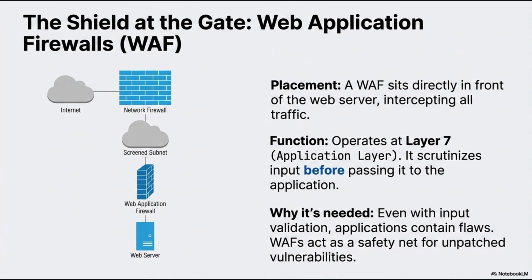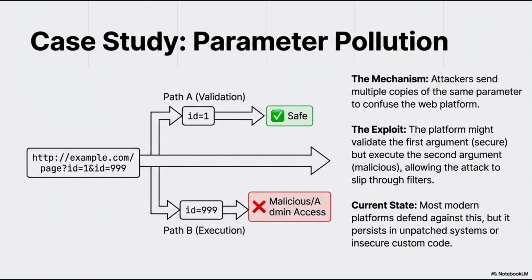Web application firewalls sit directly in front of the web server, intercepting all the traffic. It operates at layer 7, the application layer, and it scrutinizes input before passing it to the application. Now, why is it needed? Even with input validation, applications contain flaws. WAFs act as a safety net for unpatched vulnerabilities.